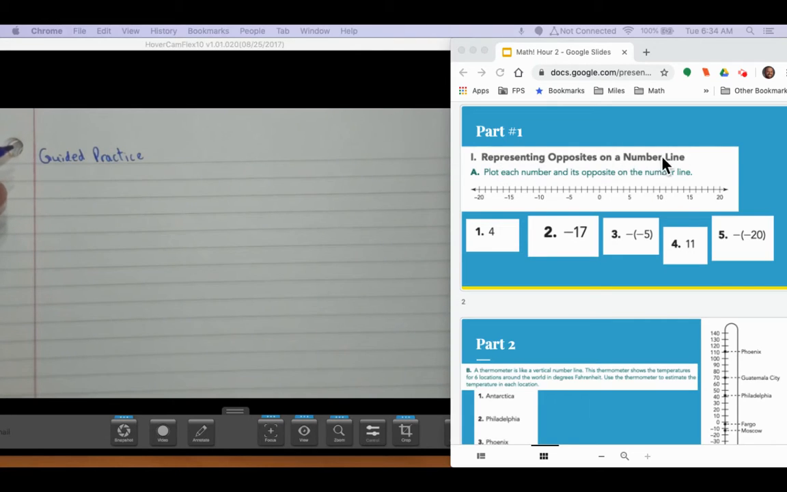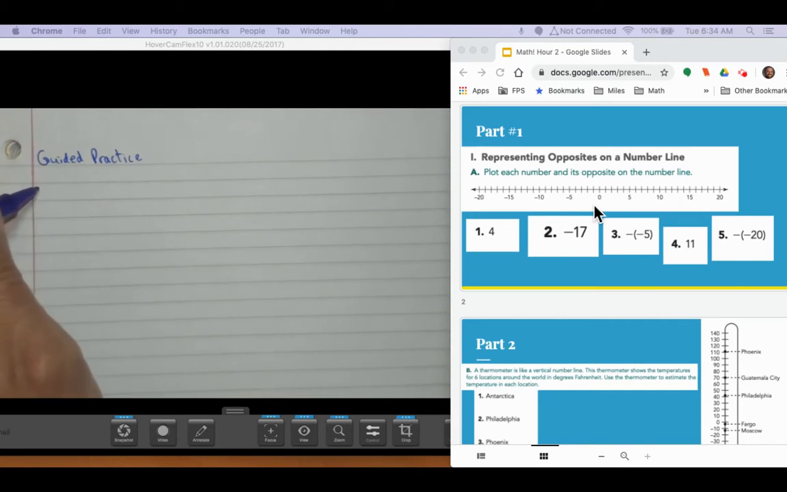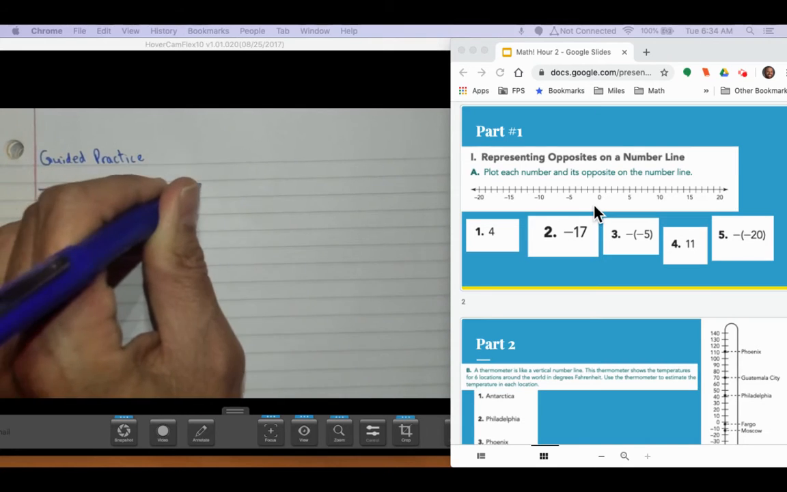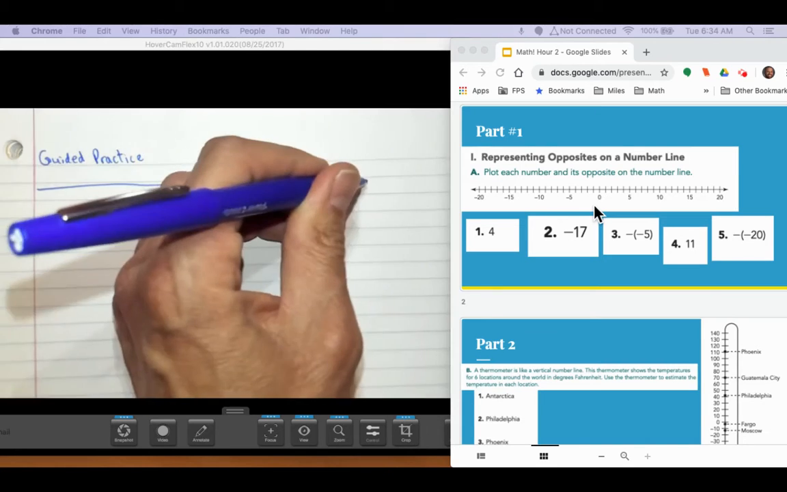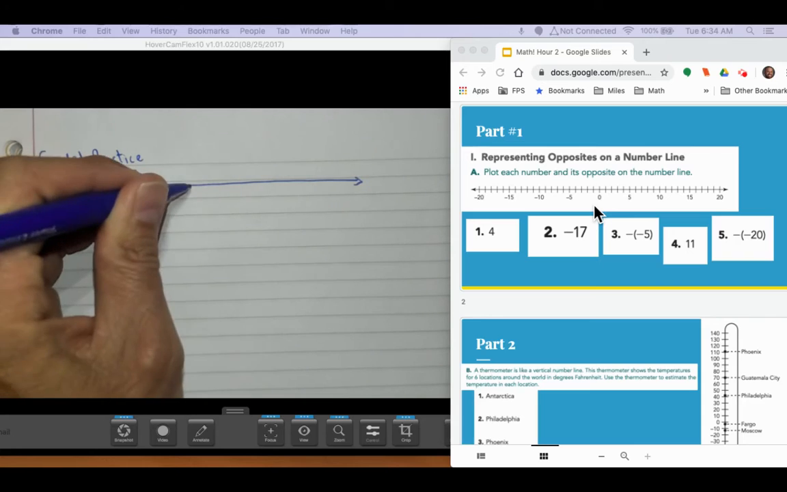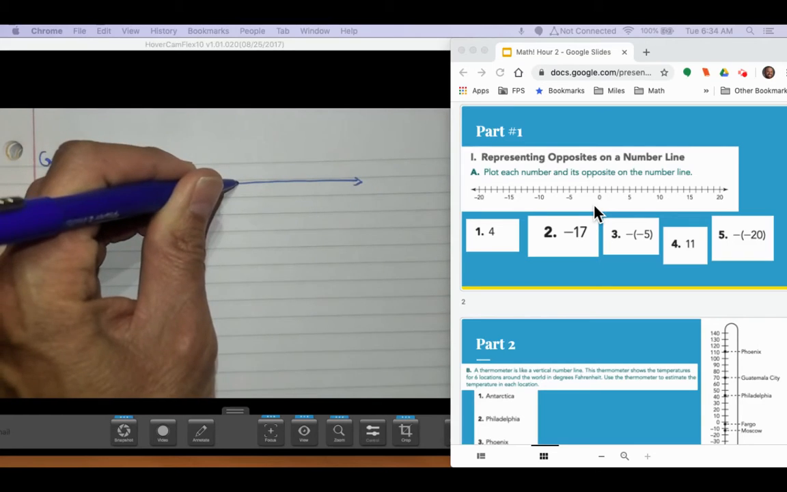Representing opposites on a number line. Plot each number and its opposite on the number line. Okay, so I'm going to make a number line. I see that my biggest number here is 20. So I'm going to make my number line on the top. I'm going to put 0 in the middle.